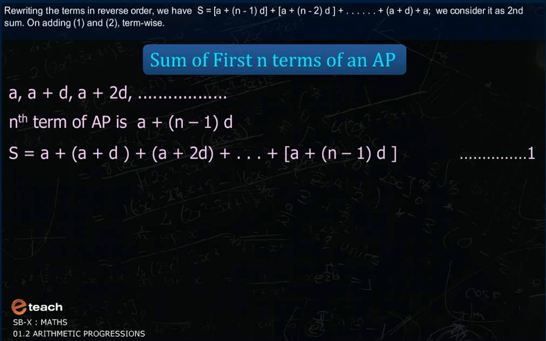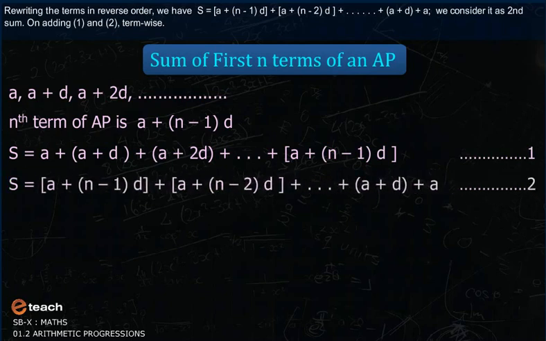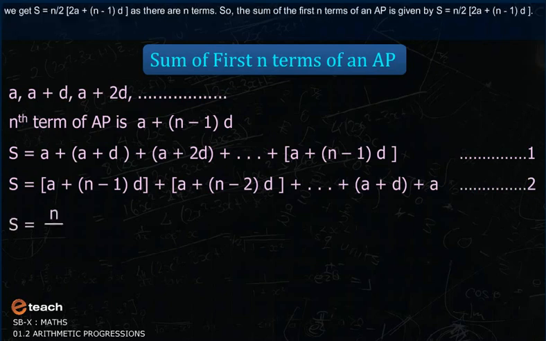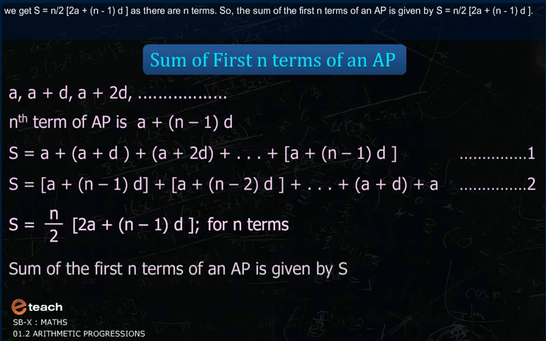Rewriting the terms in reverse order, we have S is equal to A plus n minus 1 D plus A plus n minus 2 D and so on plus into bracket A plus D plus A. We consider it as the second sum. On adding first and second term-wise, we get S is equal to n upon 2 into bracket 2A plus into bracket n minus 1 D, as there are n terms. So, the sum of the first n terms of an AP is given by S is equal to n upon 2 into bracket 2A plus into bracket n minus 1 D.